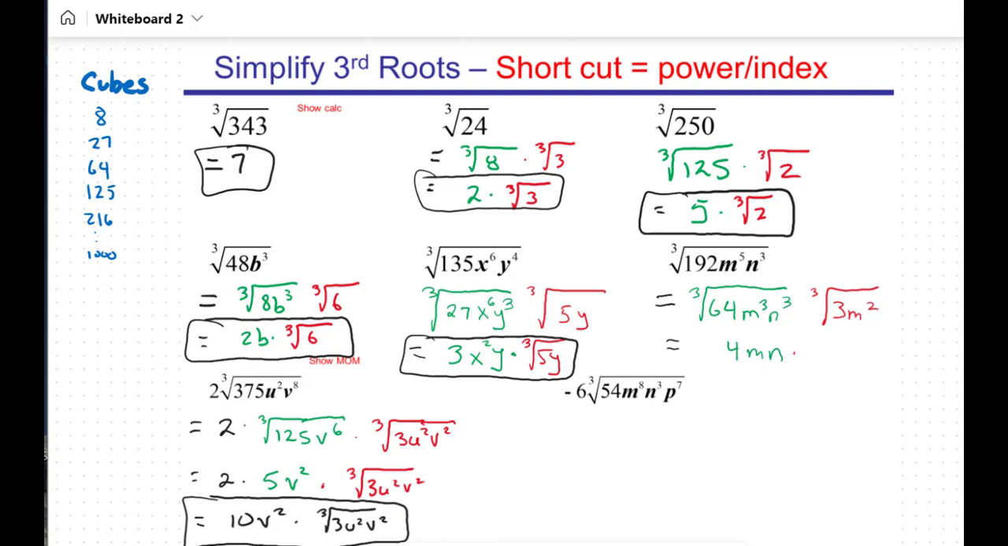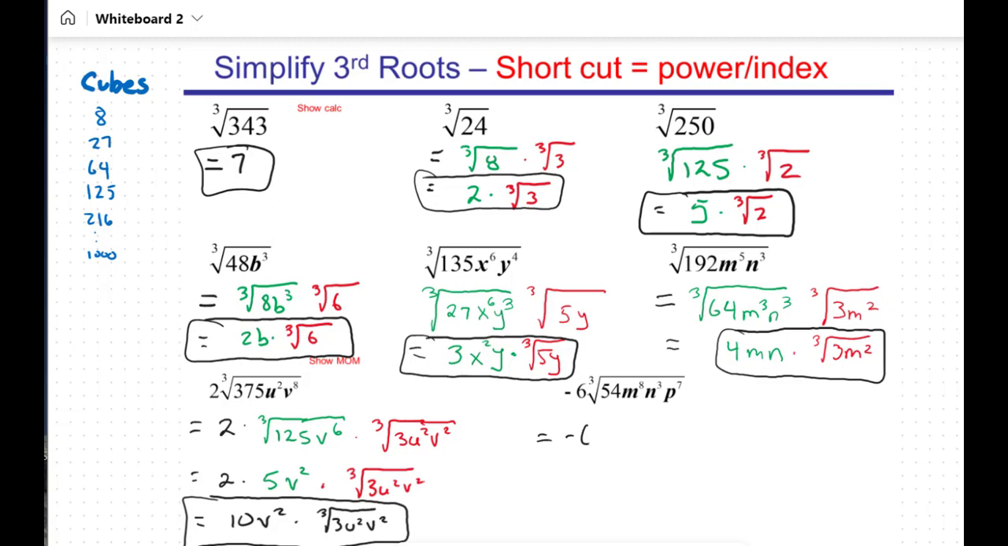Now the red one, I cannot simplify that cube root. It's stuck. And so that giant square root simplified down to a much smaller square root. Okay, one more of these on the cube root side.